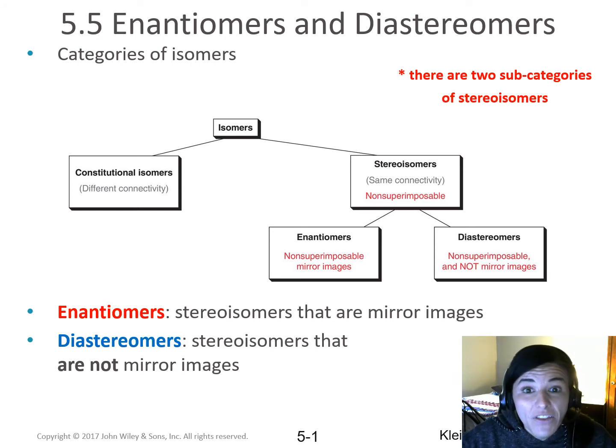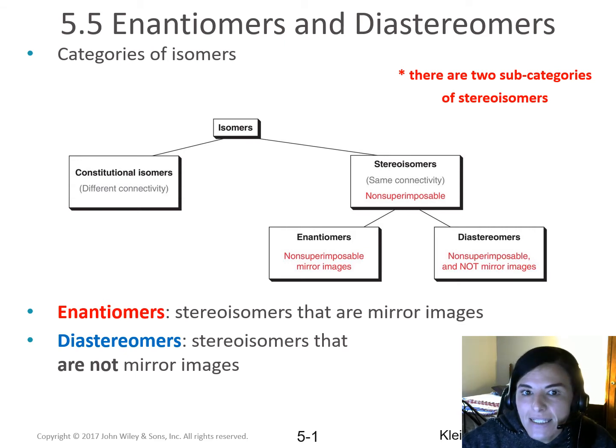So now we know that there are other types of isomers besides constitutional isomers. Stereoisomers can be broken down into two subcategories. The first that we've been talking about are enantiomers. These are stereoisomers that are mirror images of each other. We generally think of enantiomers as non-superimposable mirror images.